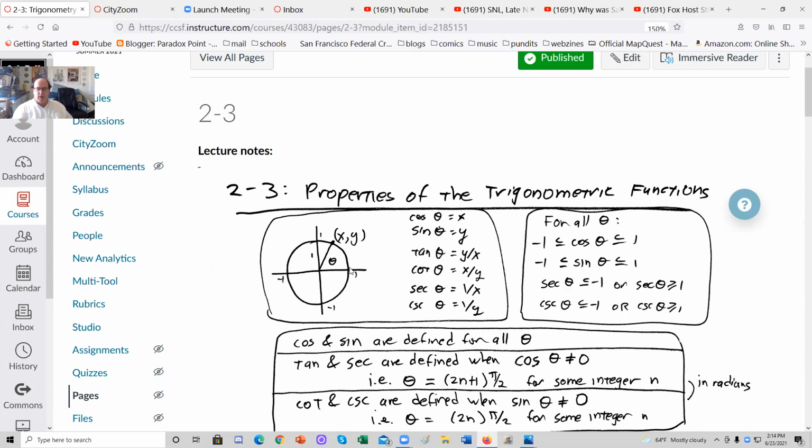Now, because cosine is x, which goes between plus and minus 1, cosine is between plus and minus 1. Sine is y, again, that too is between plus and minus 1. Now, the secant is the reciprocal of cosine. And so if cosine is between -1 and 1, 0 we throw out, infinity we throw out, but secant is therefore less than or equal to -1 or at least equal to 1. Cosecant the same. It's less than or equal to -1 or greater than or equal to 1.